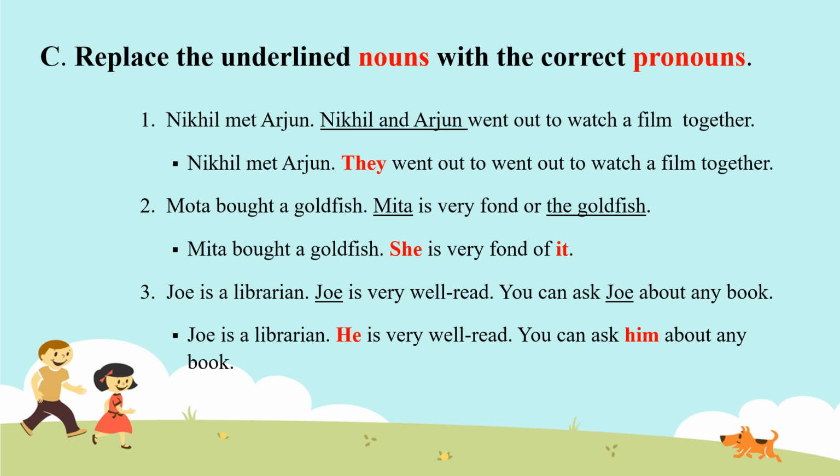Next, Joe is a librarian. Joe is very well read. You can ask Joe about any book. Here we have to replace Joe. Instead of the first Joe, we can use he, and instead of Joe in the last sentence, we can use him. So the answer becomes: Joe is a librarian. He is very well read. You can ask him about any book.